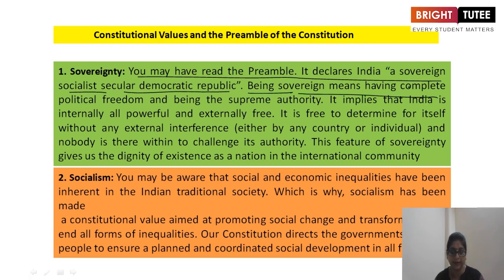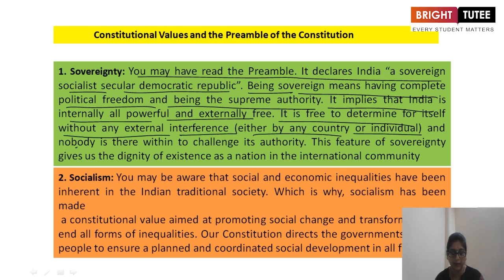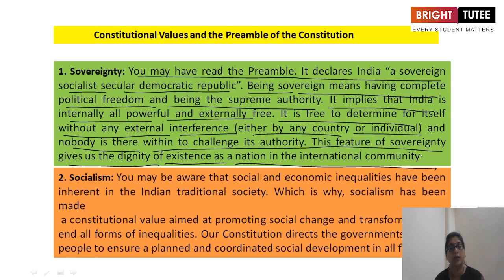Being sovereign means having complete political freedom and being the supreme authority. It implies that India is internally all-powerful and externally free. It is free to determine for itself without any external interference, either by any country or individual. Nobody is there within to challenge its authority, and this feature of sovereignty gives us dignity of existence as a nation to the international community.